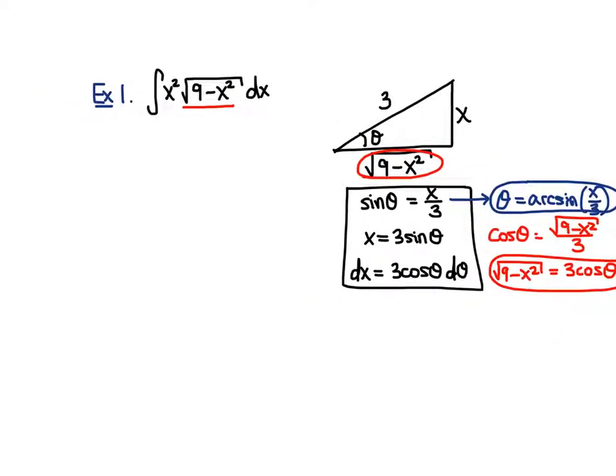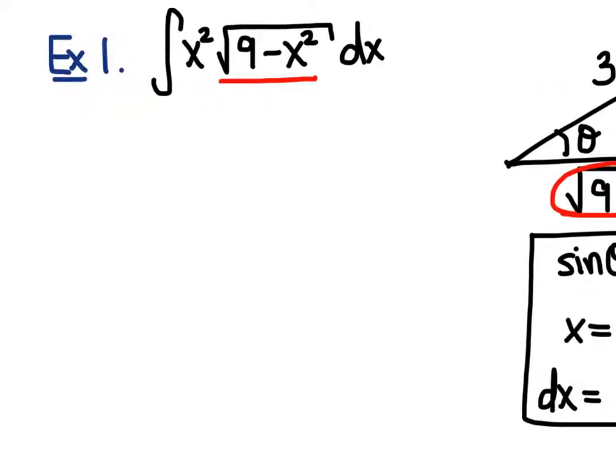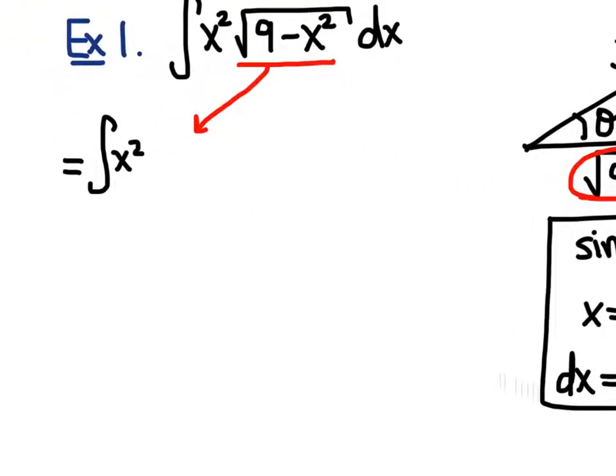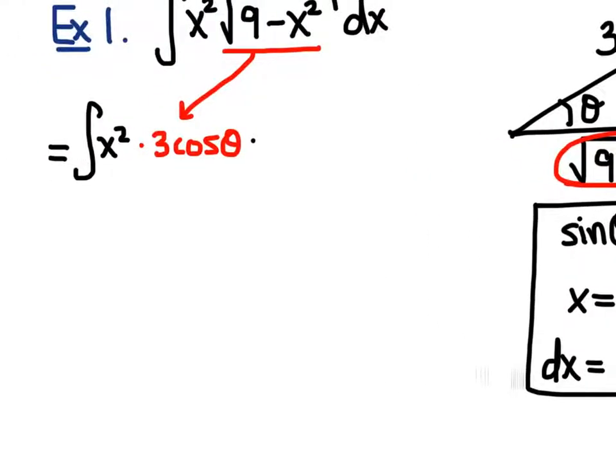Alright, so let's move back to our main integral here, and we're going to perform our substitutions. So x squared is going to stay the same for now. We're going to replace the square root of 9 minus x squared by what we found for it, which is 3 cosine theta. So we have times 3 cosine theta. And then finally for dx, we replace dx by what we found for dx, which is also 3 cosine theta d theta.